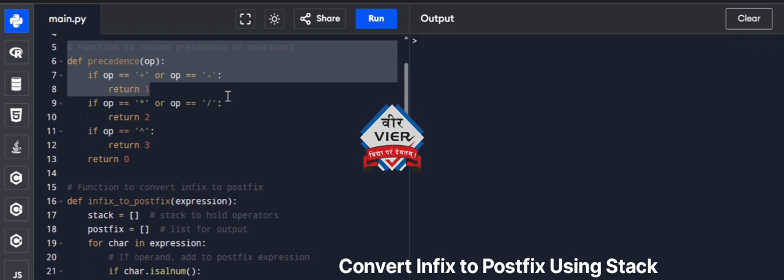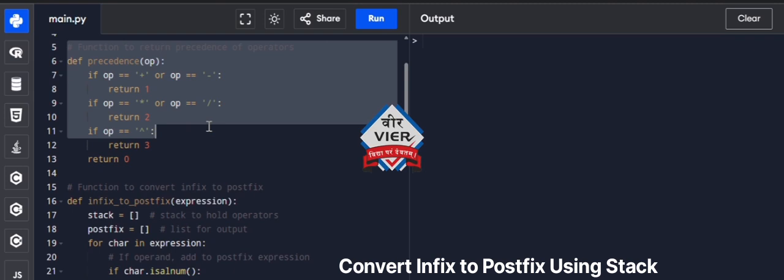Postfix notation, e.g., a b plus, also known as reverse Polish notation, places the operator after the operands. This notation eliminates the need for parentheses and follows a strict rule based on operator order, making it incredibly easy for a computer to evaluate using a stack. The stack is crucial here because we use it to temporarily hold operators and manage the precedence rules.